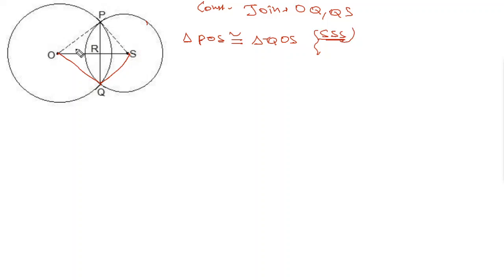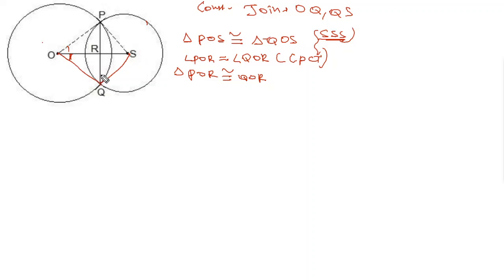Now we will move to these two angles. So these two angles must be equal. Angle POR will be equal to angle QOR. Why? CPCT. Now we will take two triangles, triangle POR and triangle QOR. Triangle POR will be congruent to triangle QOR. These small triangles, POR and QOR.